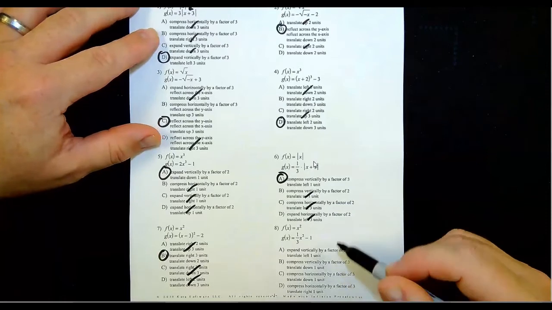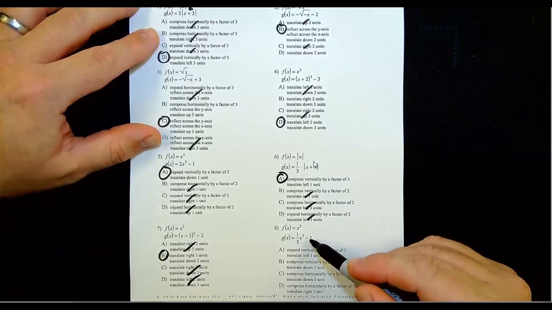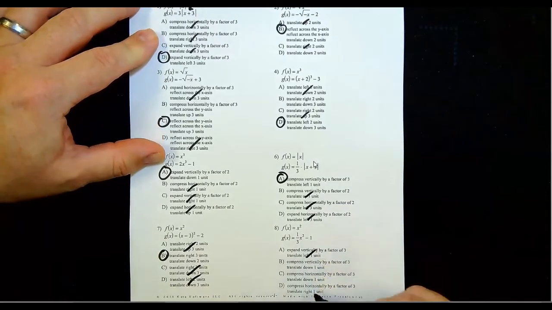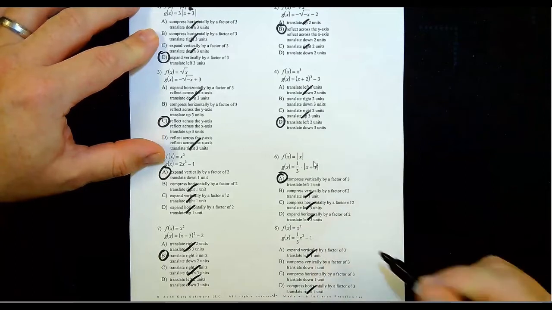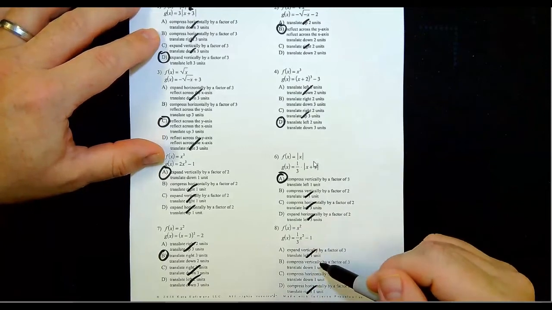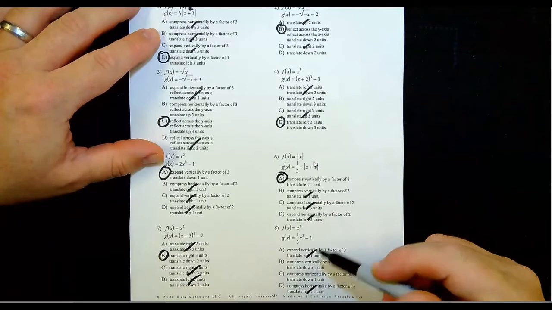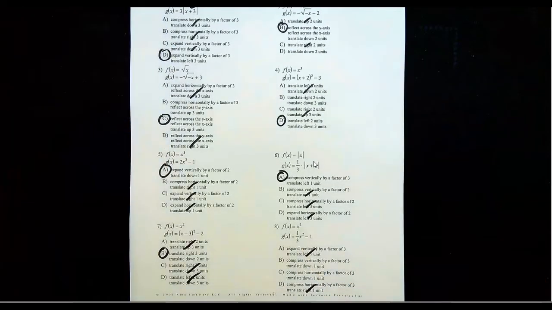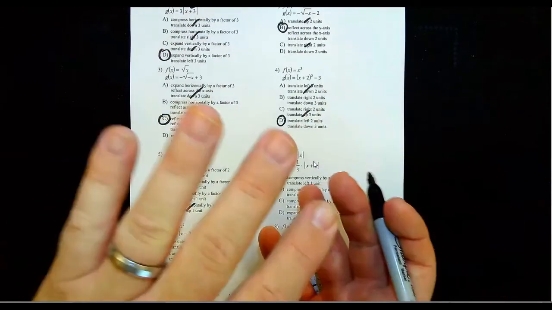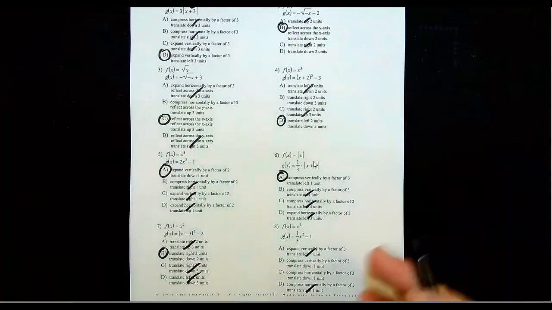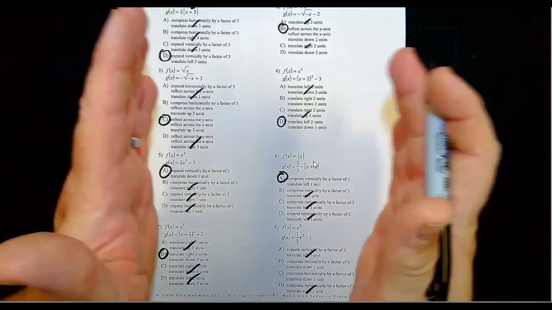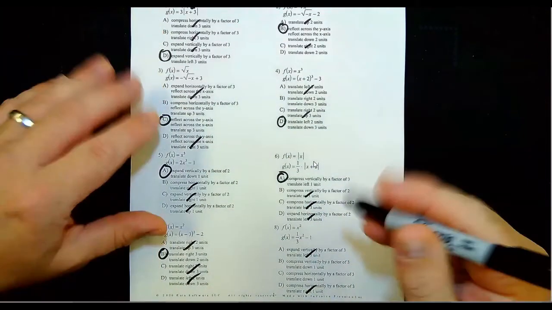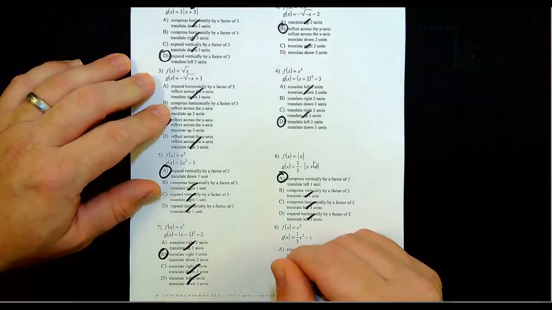Number 8, down 1. And compressed vertically by a factor of 3. Okay, so remember, fractions are going to make it wider. So if I compress it vertically, it's going to smash it down and make it wider. If I try to compress it horizontally this way, it's going to squish and go up. So it's compressed vertically by a factor of 3.